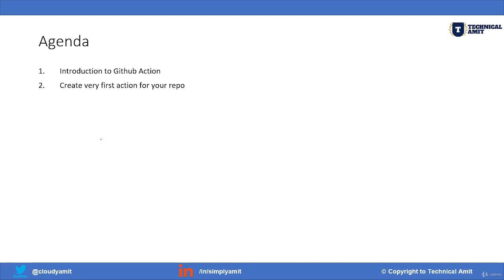Hey everyone, welcome back. In the previous video, we talked about how we can work with Azure DevOps to implement CI/CD. In this video, we are going to start with GitHub Actions. We will talk about what a GitHub Action is and how you can create your first GitHub Action using a GitHub repository.